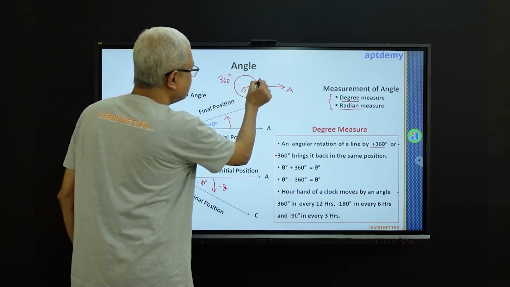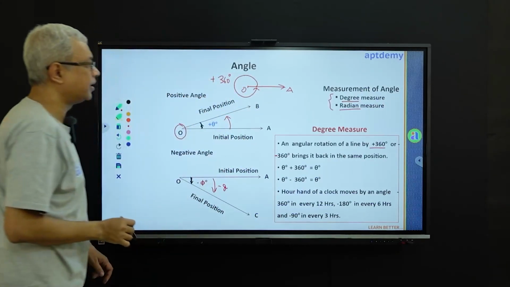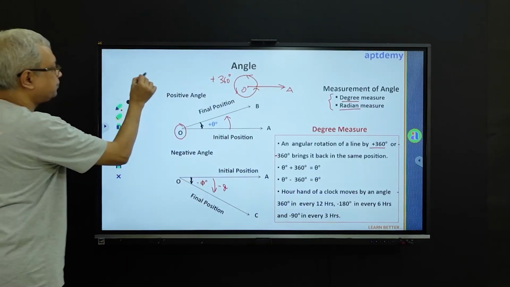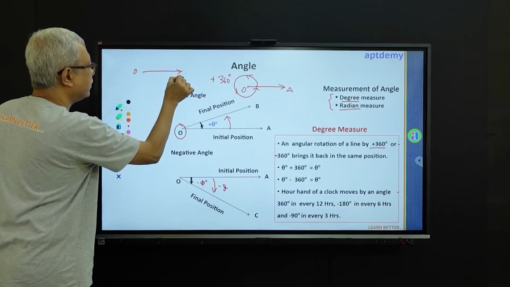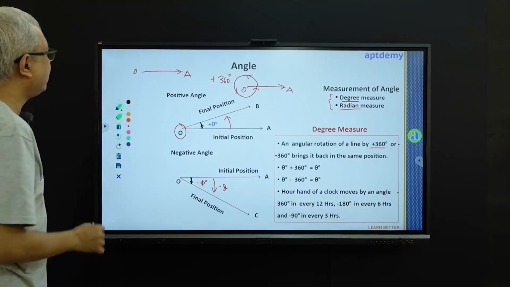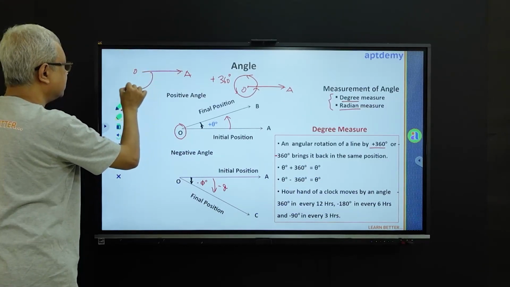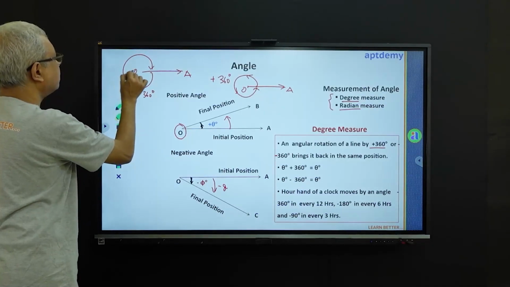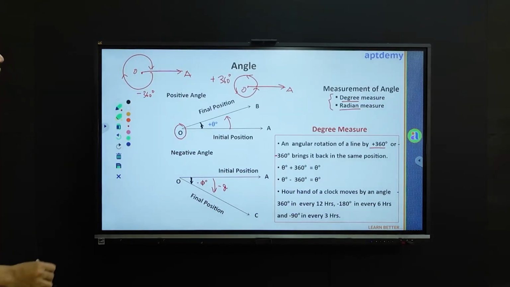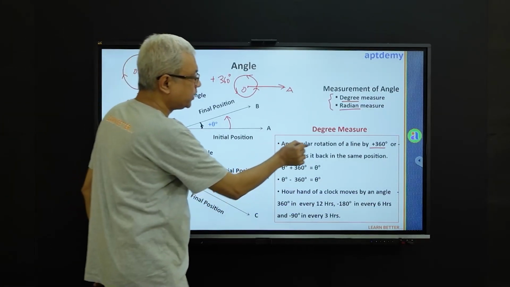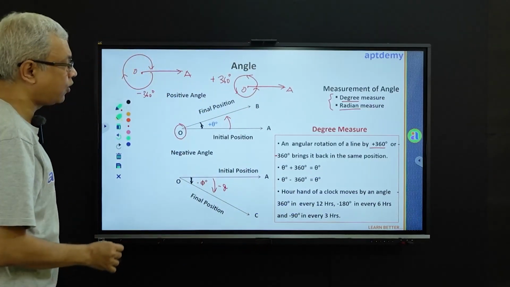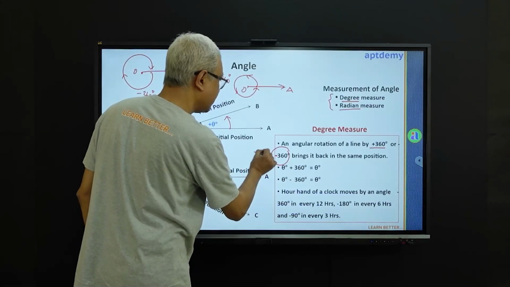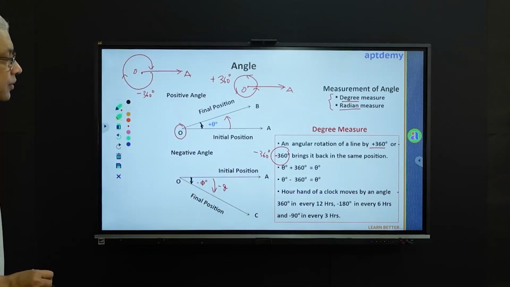Similarly, here you see it has traced a positive 360 degree angle because the rotation is in anti-clockwise direction. Similarly, if the line rotates by negative 360 degree, it comes back to the same position OA again. Therefore, an angular rotation of a line by plus 360 degree or negative 360 degree brings it back in the same position.